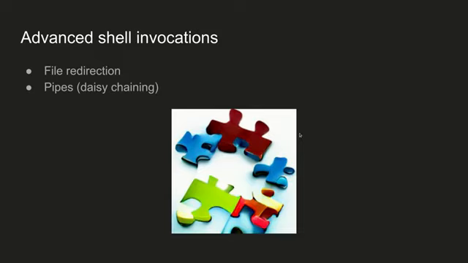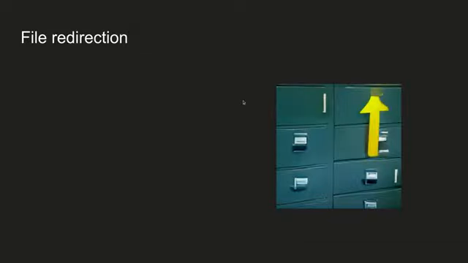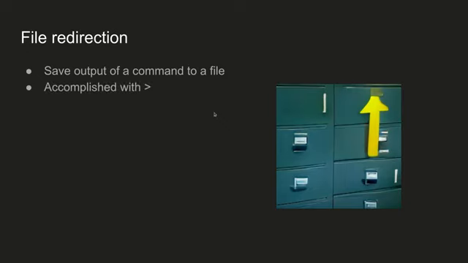These are technical terms for programming. But with some advanced shell invocations, we can really use programs as puzzle pieces and kind of fit them together so that they help each other out. The first method of special invocation is file redirection. You can save the output of a command to a file. You do that with the greater than symbol. And this is an example of what that would look like.